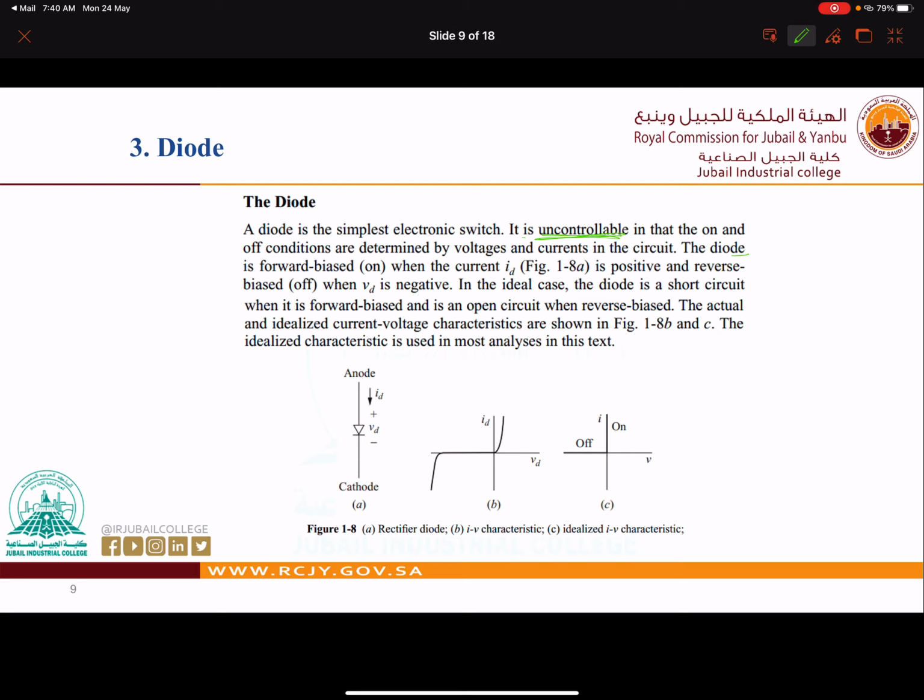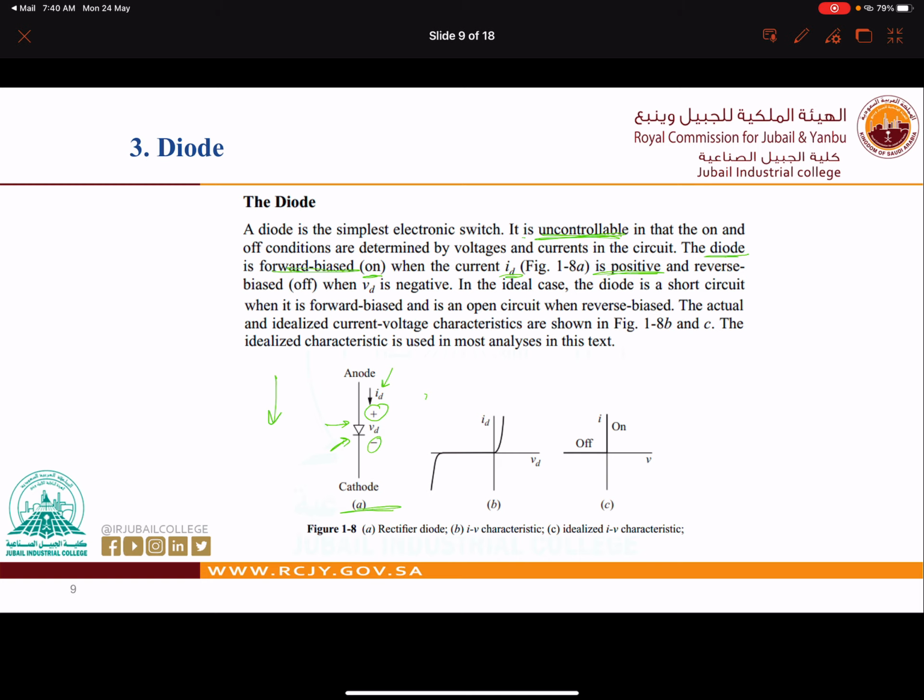The diode is forward biased, which is on, when the current ID, in this figure A, is positive. As you can see here, we have the anode, and here we have the cathode. If we have plus from the supply to the anode and negative to the cathode, then we have forward bias, and the current will go through.